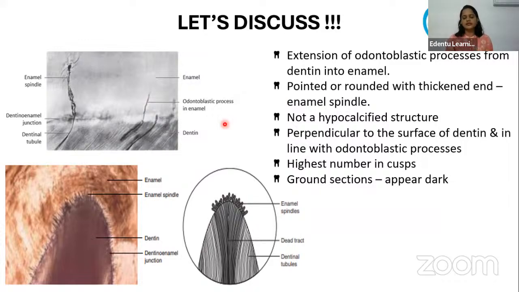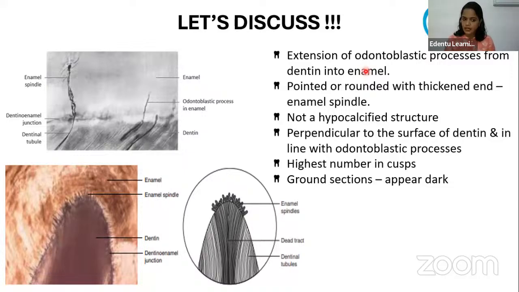Enamel spindle is nothing but the extension of the odontoblastic processes from the dentine into enamel. There are lots of odontoblastic processes extending into the enamel, but what we call definitely a spindle is the one with a pointed or rounded and thickened end. The head portion should be round and it should have a thickened end. Such structures we will call enamel spindles.